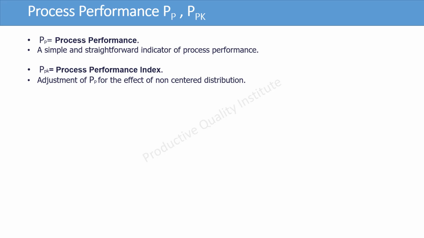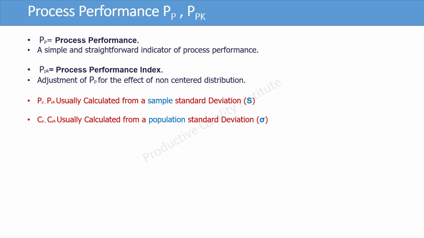PP is the process performance, a simple and straightforward indicator of process performance. And PPK is the process performance index, an adjustment of PP for the effect of non-centered distribution. PPK is usually calculated from a sample standard deviation, S. CPK is usually calculated from a population standard deviation, sigma.